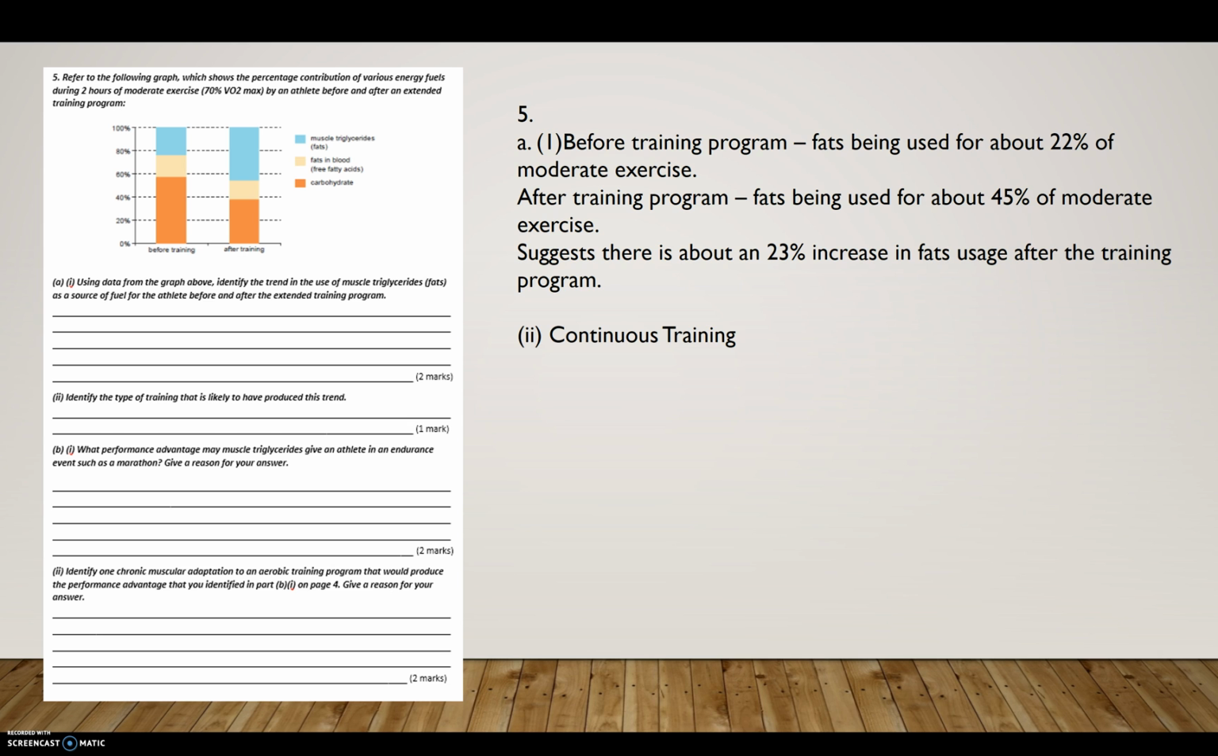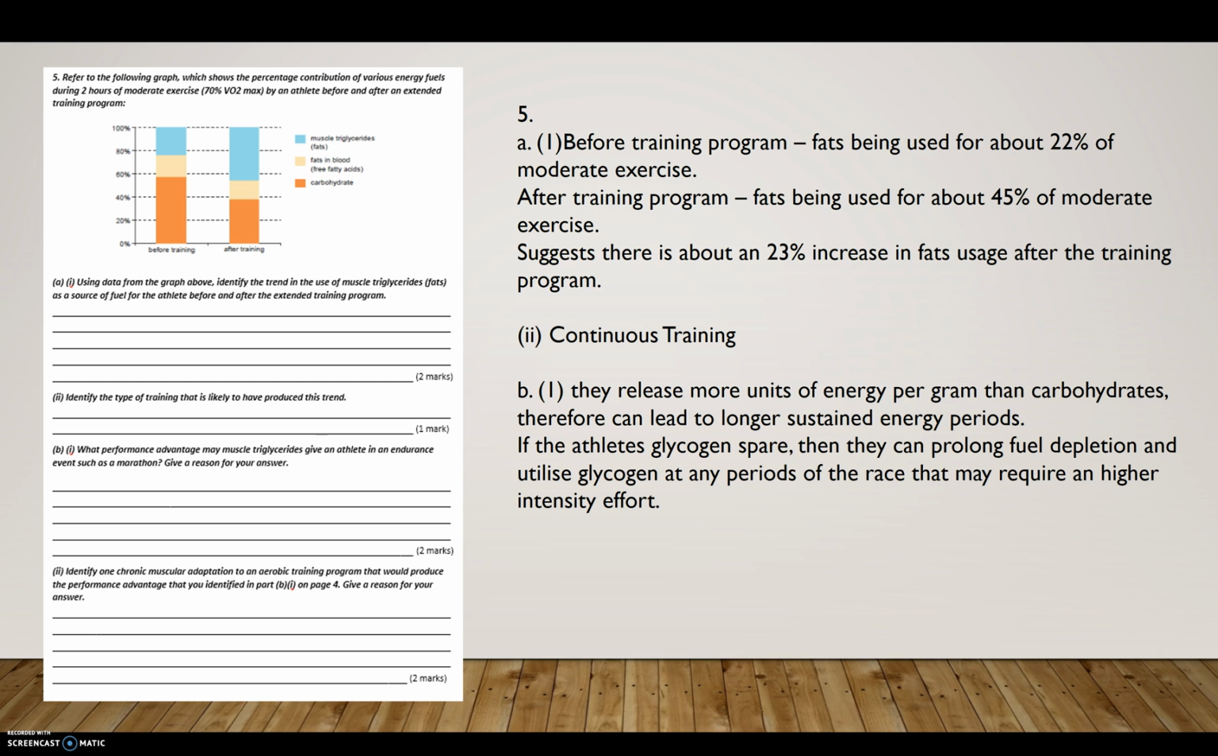What performance advantage may muscle triglycerides give an athlete in an endurance event, such as a marathon? So, one, fats release more units of energy per gram than carbohydrates, so therefore they can lead to longer sustained energy periods. If an athlete glycogen spares, they can prolong fuel depletion and use glycogen at any periods of the race that may require a higher energy output or intensity output. So there's 2 marks. And I said lots of people got that right.